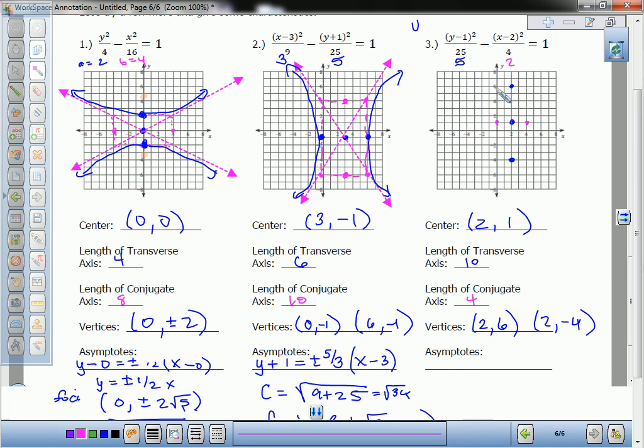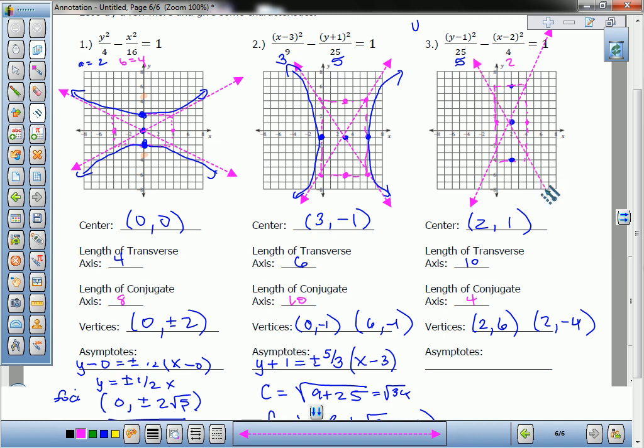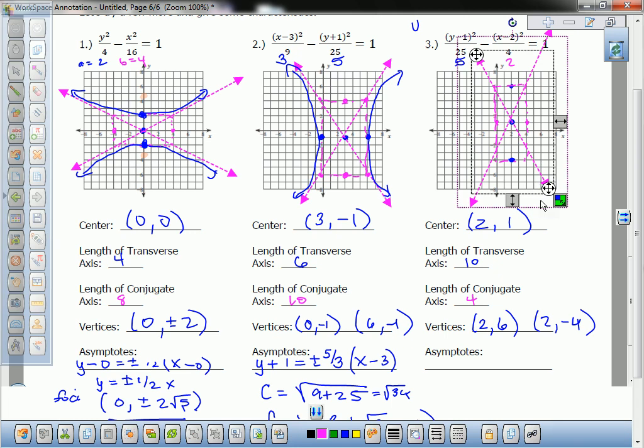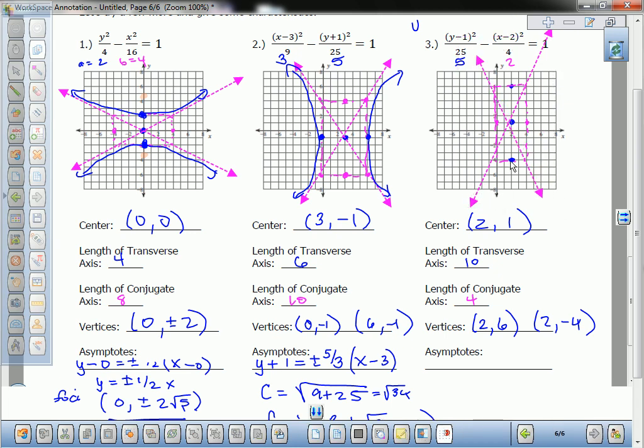So the conjugate's always the shorter one? Nope. This one, the conjugate was the longer one. So what do we look for? The conjugate one is the one that does not connect the vertices. That's the transverse. All right, so now we're going to create the box. And then we're going to draw in our asymptotes. And for this, you would want to use a straight edge.